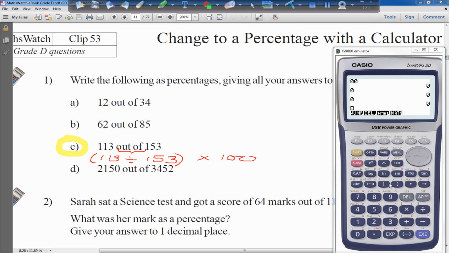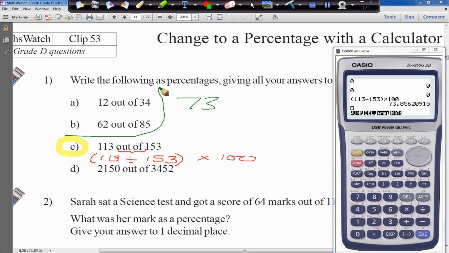Turn back to the mouse. So we can put brackets, so we can separate it in our heads and on the paper. 113 divided by 153, close the brackets, times by 100, equals. Okay, did you get that answer? Okay, good. So we've got 73 point. Let's write this answer down over here. Write something big over here. So we have 73. Don't forget we're doing question C at the moment, so I'm just using some more space.